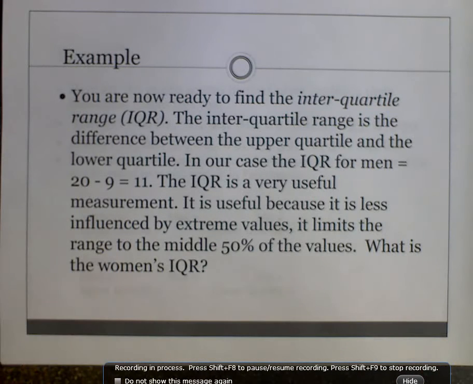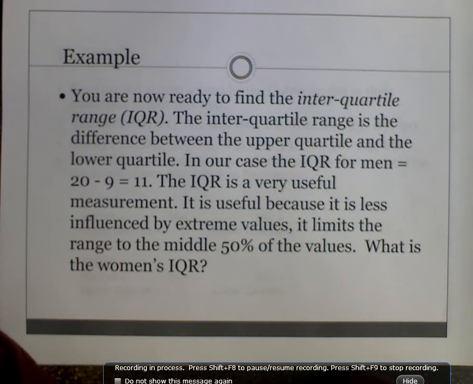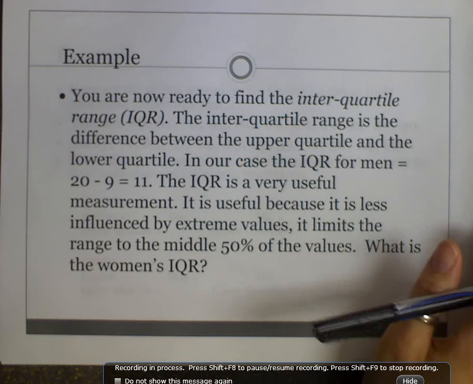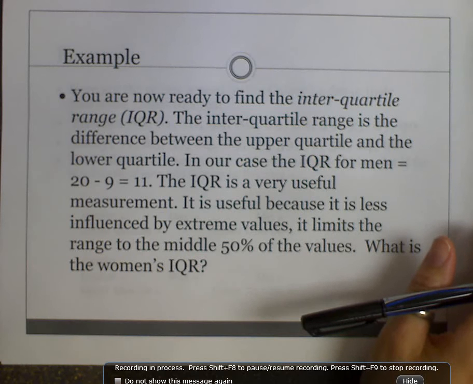You are now ready to find the interquartile range. The interquartile range is the difference between the upper quartile and the lower quartile. In our case, the interquartile range for men would be 20 minus 9, which is 11.